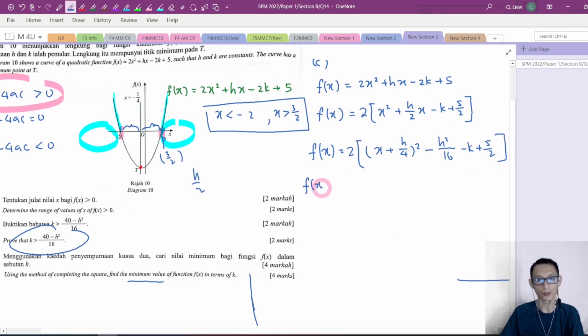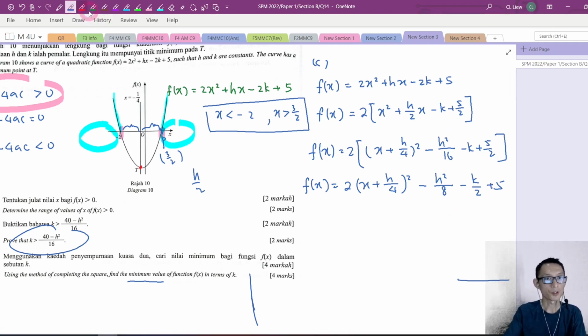Okay, so next step. Bring in the 2. Okay, I make a mistake here. Let me double check. The 2 times this one, you get this. The 2 times this one. Okay, this is not correct. Should be negative 2k. Negative 2k, and this time this one you get plus 5. Is that correct? Yes, correct.